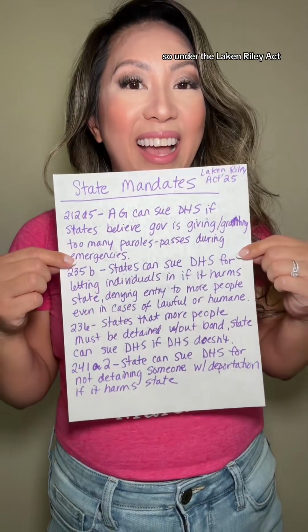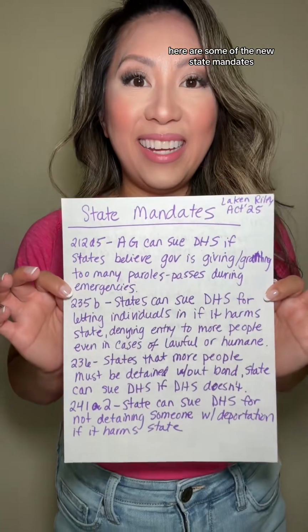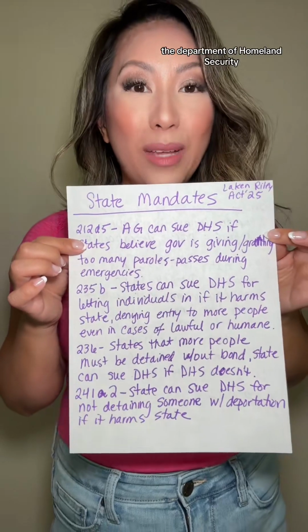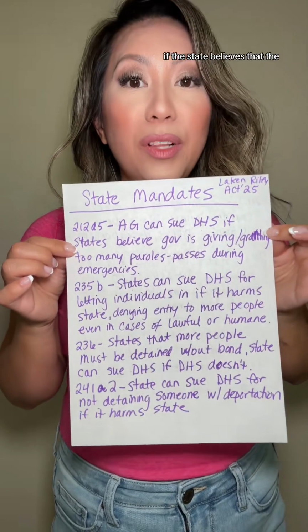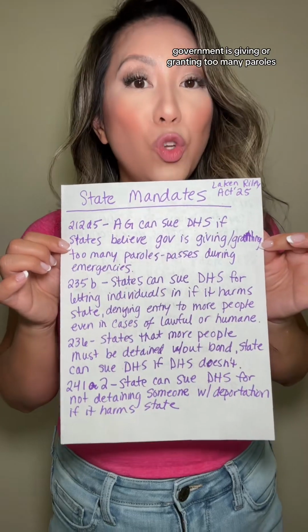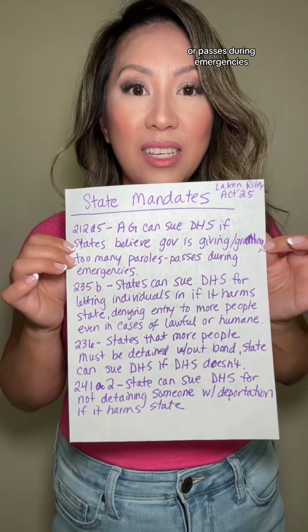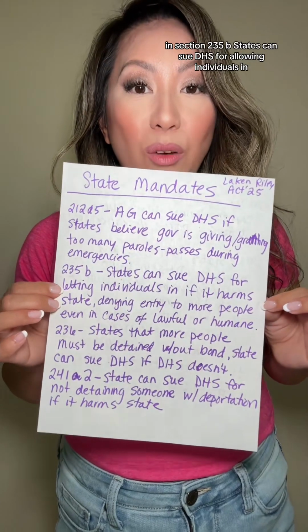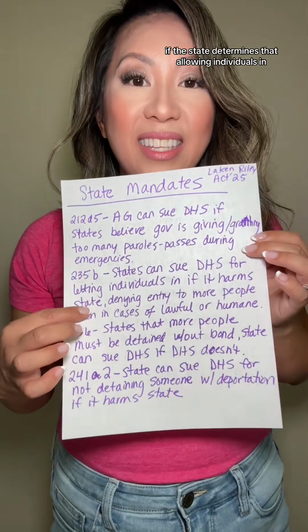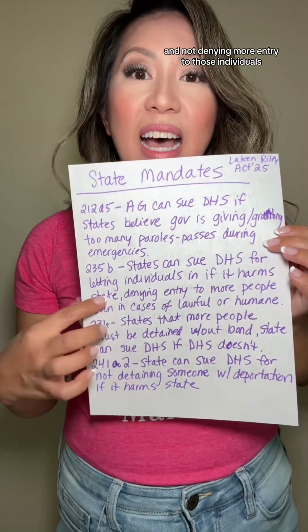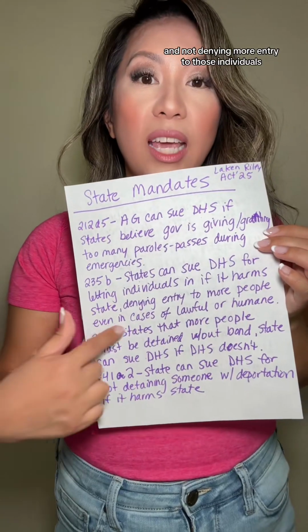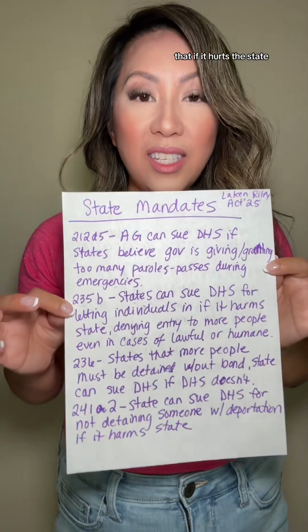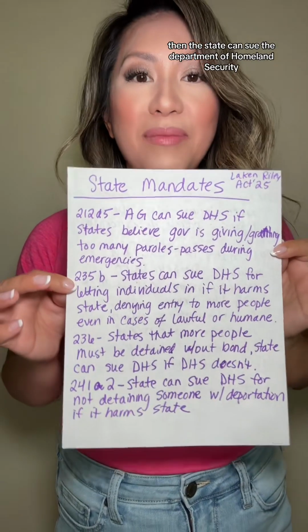So, under the Laken Riley Act, here are some of the new state mandates. Section 212D5, the Attorney General can sue DHS, the Department of Homeland Security, if the state believes that the government is giving or granting too many paroles or passes during emergencies. In Section 235B, states can sue DHS for allowing individuals in if the state determines that allowing individuals in and not denying more entry to those individuals, even in the case of lawful or humane situations, hurts the state.